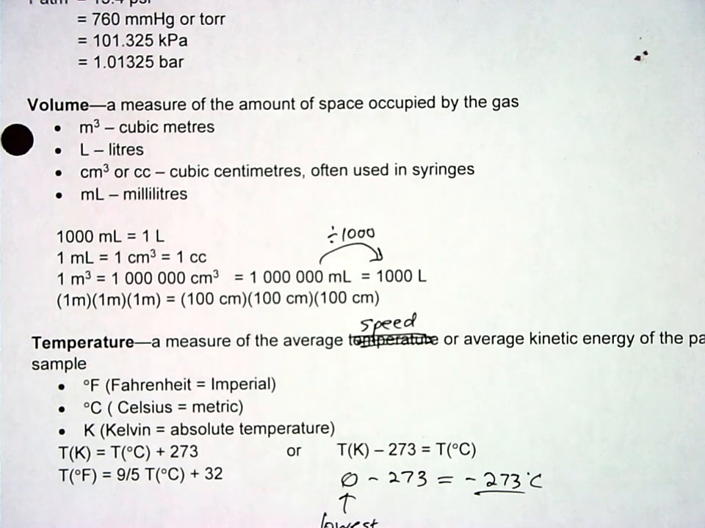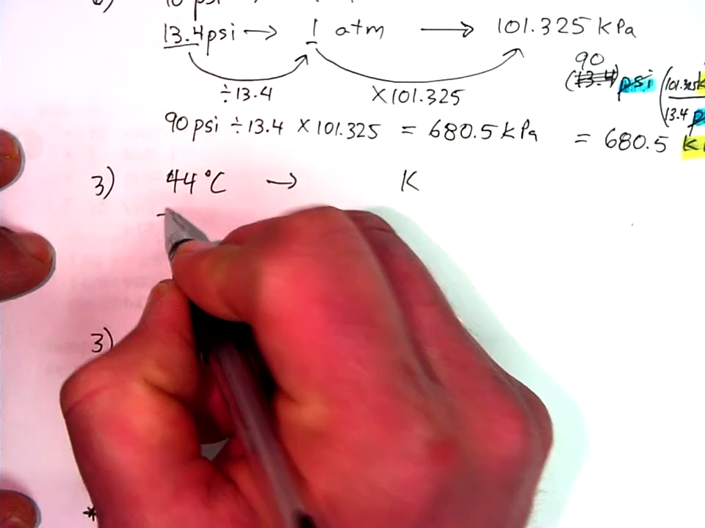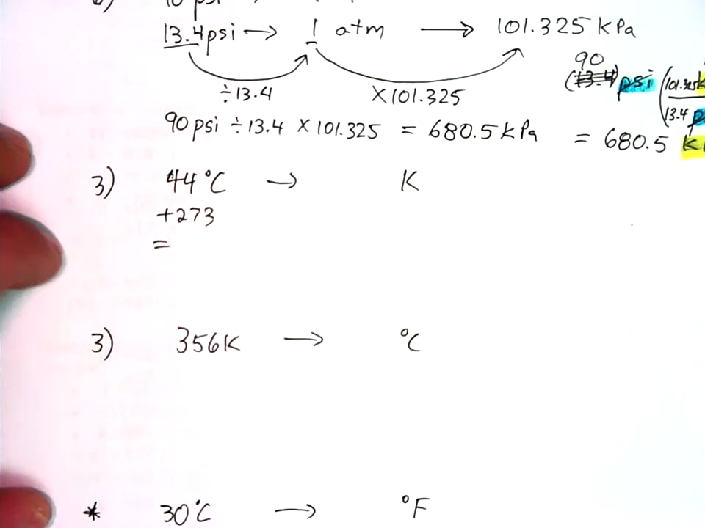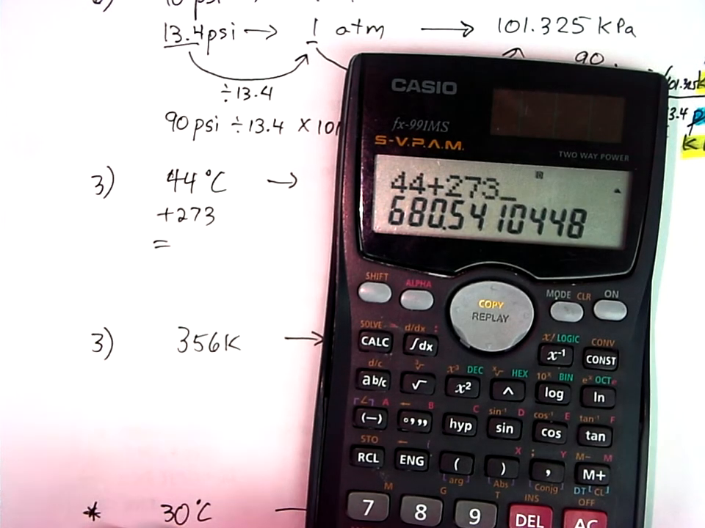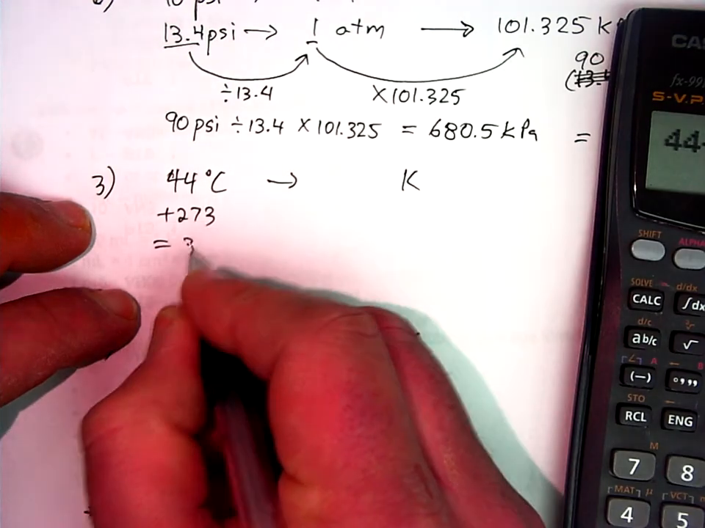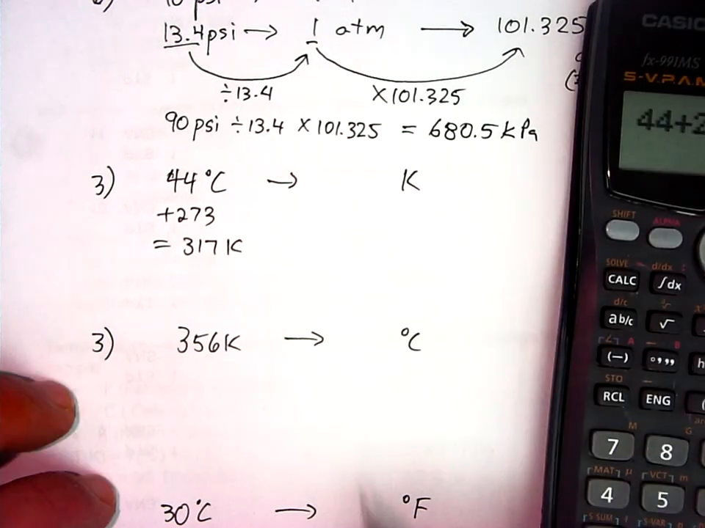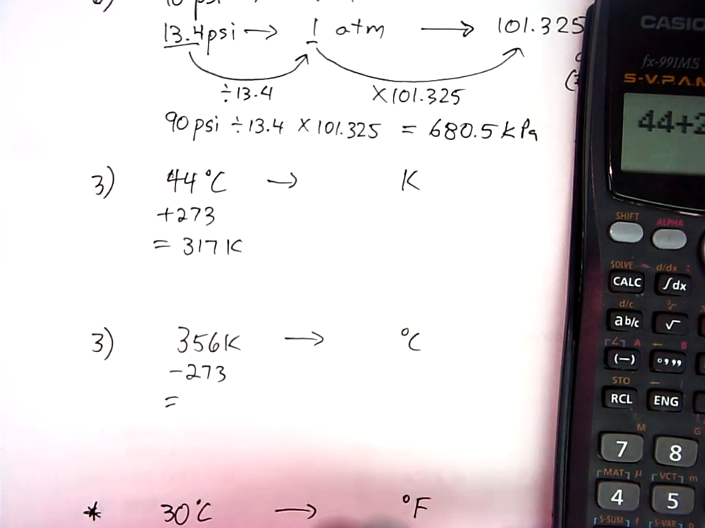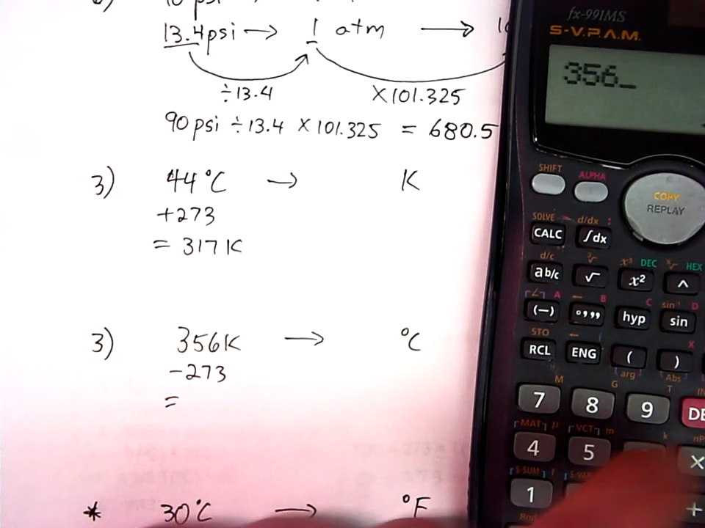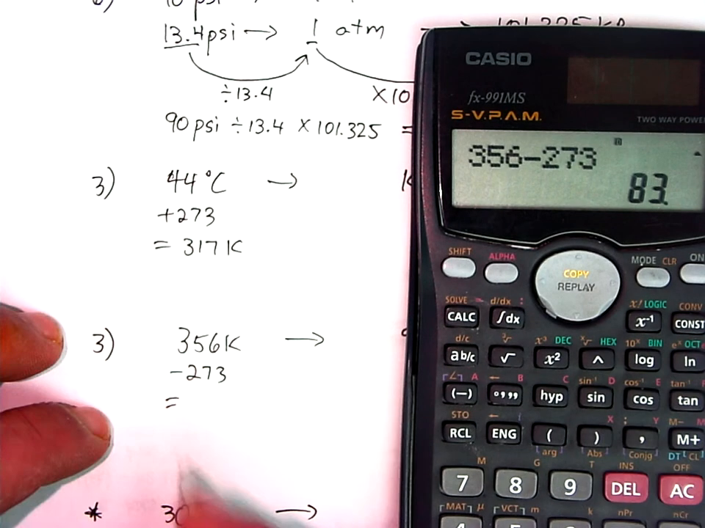Okay? So let's just take a look at a couple of these examples. So 44, so we want to go to Kelvin, so we're going to add 273. So adding 273 to this is going to give us 317 in Kelvin. So this one's not a multiplication conversion, this is an addition. If we want to go to Celsius, we're going to subtract off 273. Celsius is always smaller than the absolute temperature. 83 Celsius.